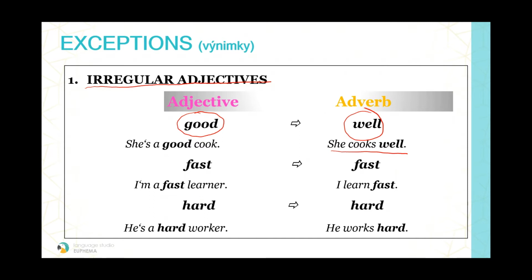Second irregular adjective is fast. For example, I'm a fast learner. The question is, how do I learn? I learn fast. The adverb from the adjective fast is fast and not fastly. The third one is hard. For example, he's a hard worker. So, how does he work? He works hard, not hardly, but hard. All right? So these irregular adjectives are adjectives whose adverbs are not regular, so you do not put ly as usual, but they form differently.